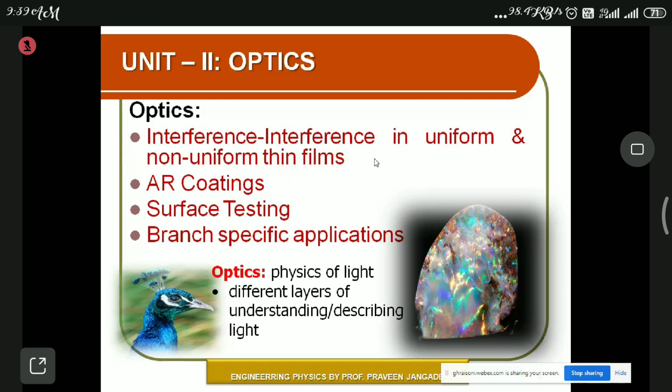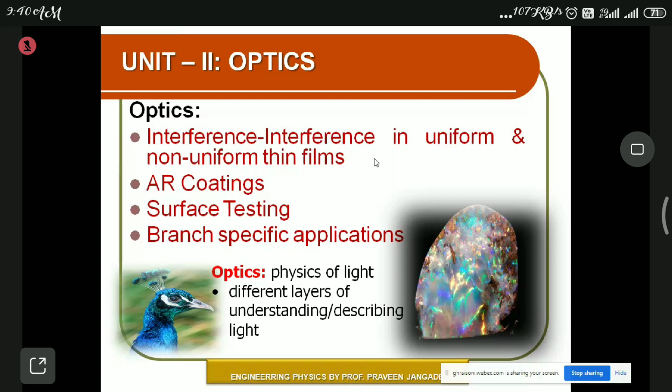Then the second part in the unit is anti-reflection coating, in short called AR coating. This is an application part of optics. Interference has a very wide application in anti-reflection coating material. Anti-reflection coating is basically used for getting quality images.